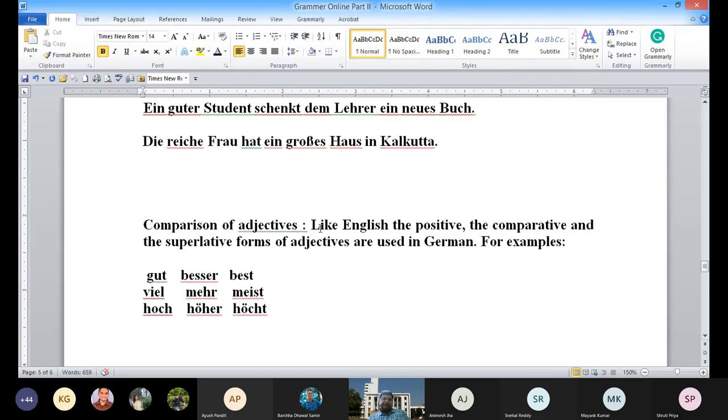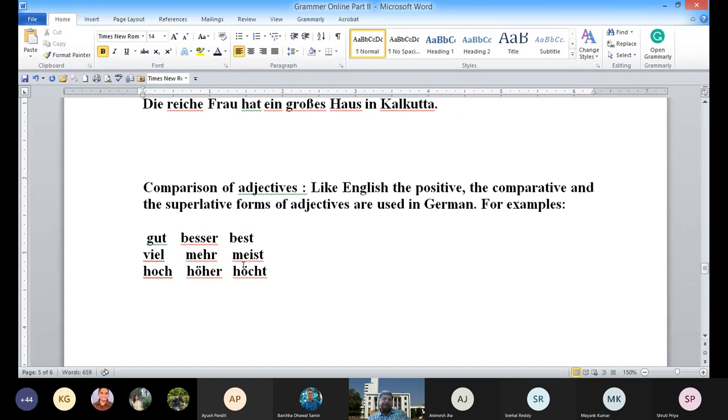And below, these are some of the examples related to adjectives. As in English, we have degrees of adjectives: positive, comparative, superlative. These are the 3 degrees. Like English, the positive, comparative, and superlative forms of adjectives are used in German. For example, we have the 3 forms: gut, the comparative form besser, and best.